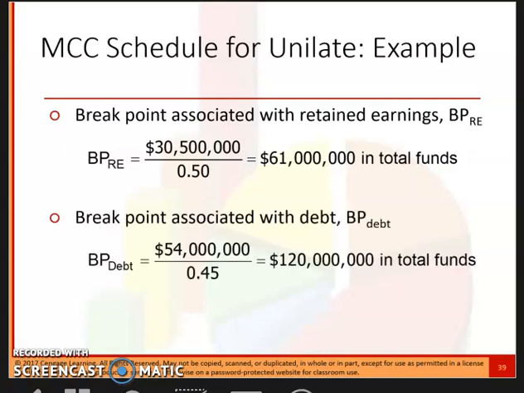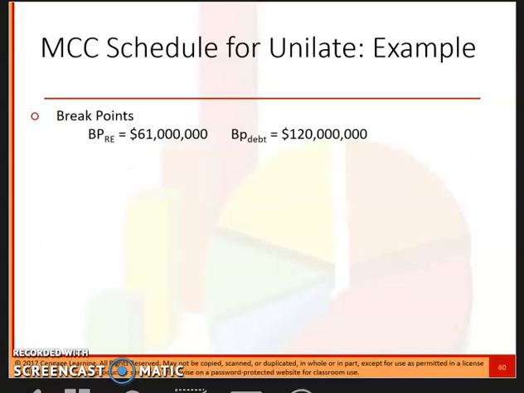And then with regard to debt, the breakpoint associated with debt would be the 54 million, the cap in debt that would be able to be issued at the lower rate. So that means that you divide that by the debt ratio, or the 45%. So 120 million in total funds would be the second breakpoint. So we have two breakpoints, 61 million and 120 million.